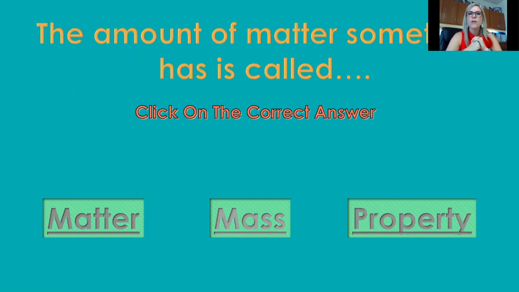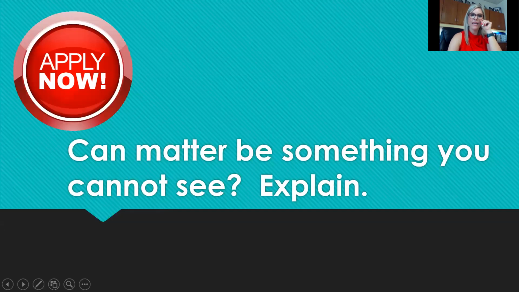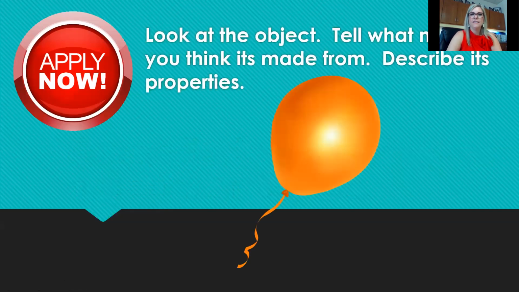The amount of matter something has is called matter, mass, or property? You already know it's matter, and the amount of matter it has is called mass. All right, two more and we are finished. Can matter be something you cannot see? Yes. Remember, air is all around us, and air is matter itself, right? So the answer is yes.